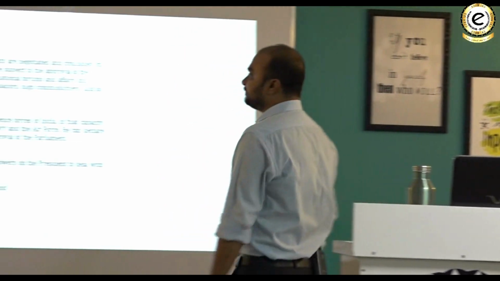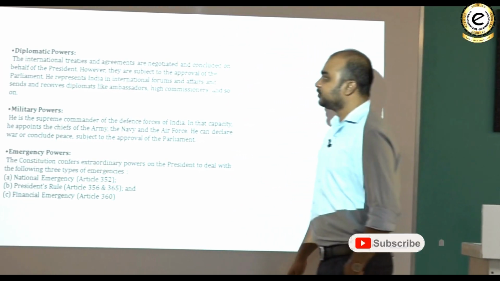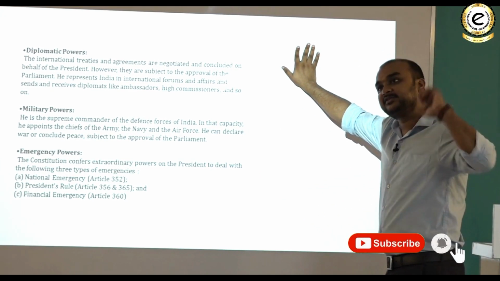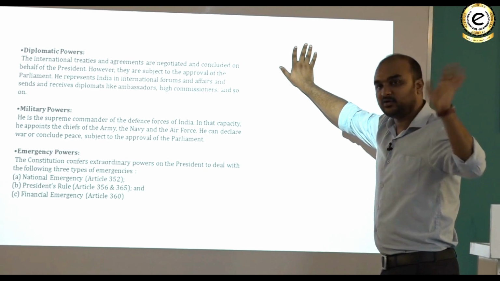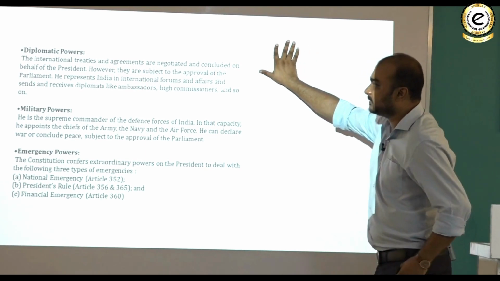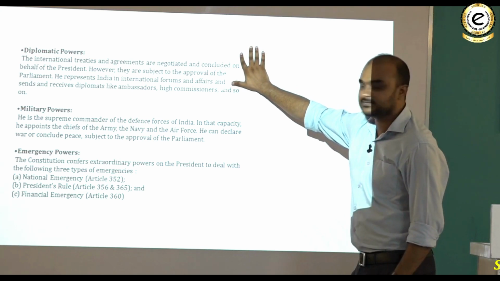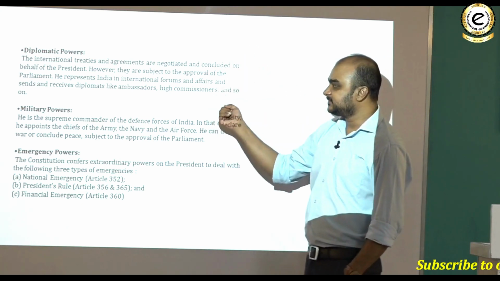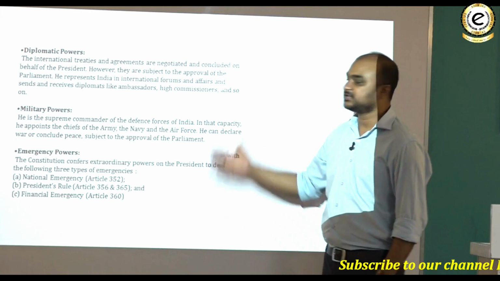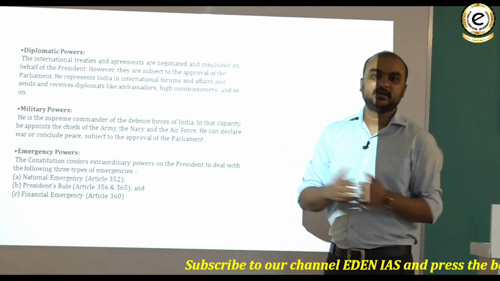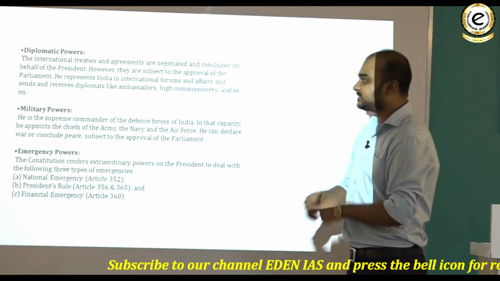Diplomatic powers. International treaties and agreements are negotiated and concluded on behalf of the President. In fact, even if the Prime Minister visits somewhere, the papers are all signed in the name of the President. However, they are subject to the approval of the Parliament. He represents India in international forums and affairs and sends and receives diplomats like ambassadors, high commissioners and so on. He is the representative of India and also the host as far as foreign diplomats are concerned.